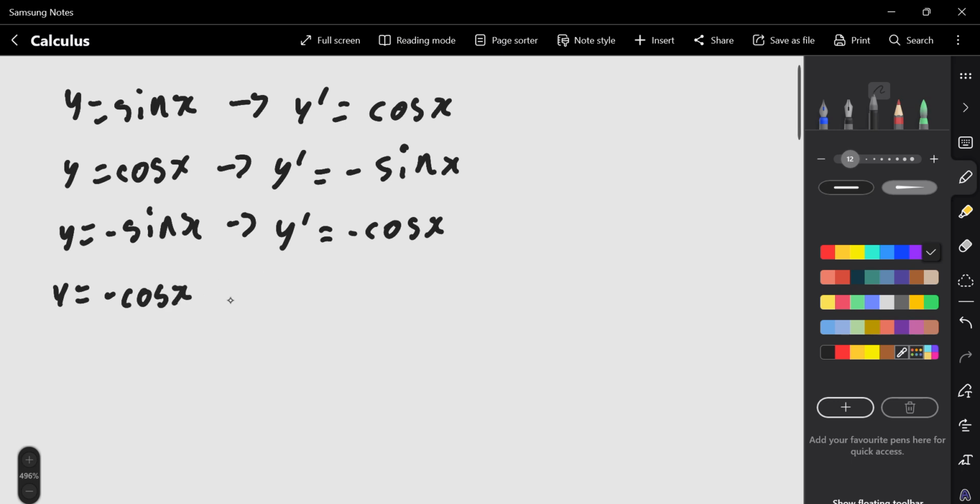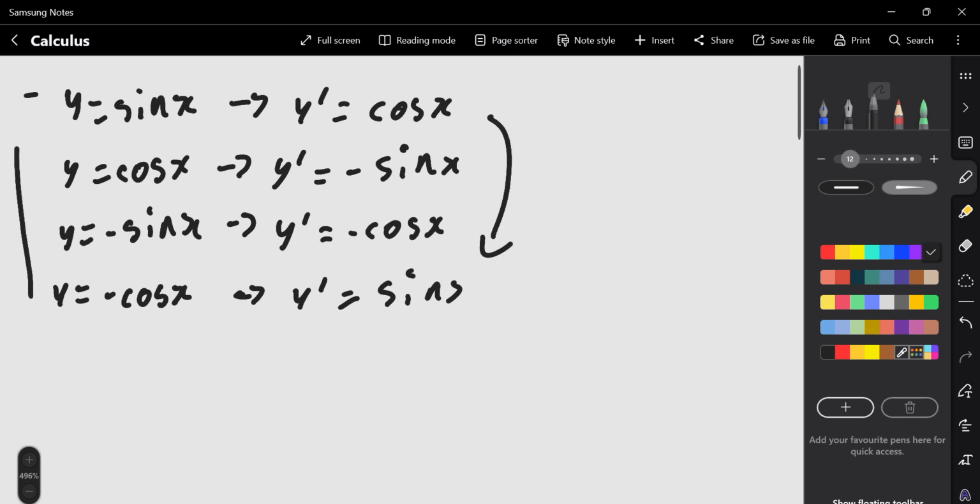Y equals minus cos x. Y prime equals sine x. Okay? Nice and simple how to get around. And so that's the basics. You just have to learn this, sort of like a little clock that goes around. You will be needing this quite a lot.